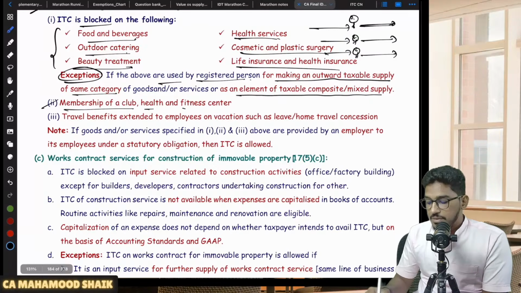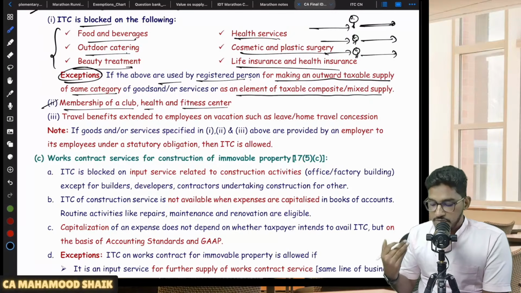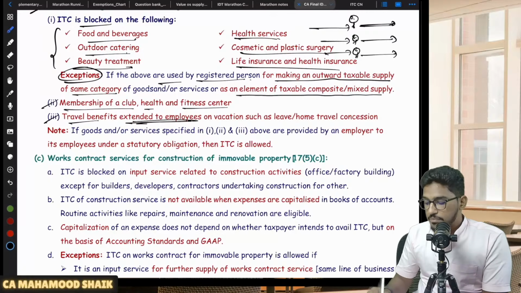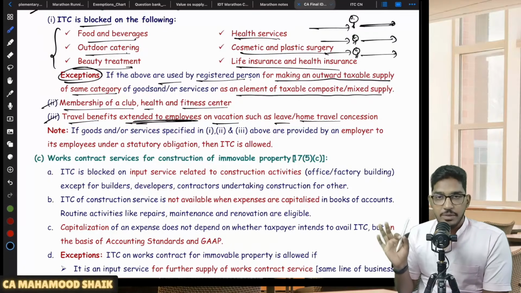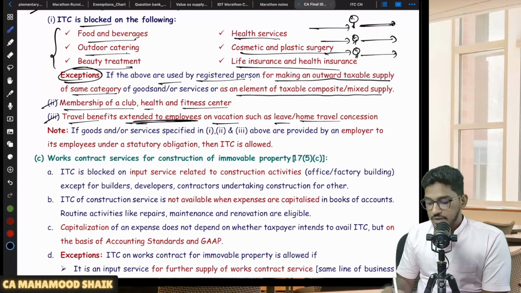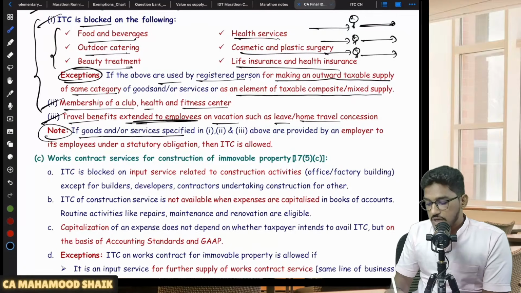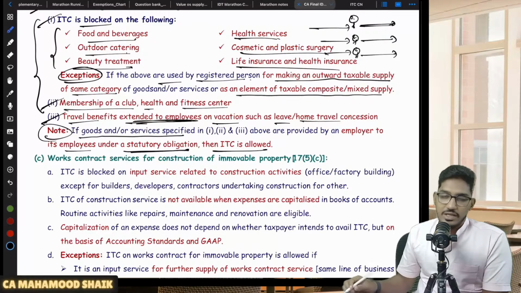Thereafter, membership of a club, health and fitness center. Even for this membership of a club, health and fitness center, you can't avail ITC. Travel benefits extended to employees. If any travel benefits are given to employees on vacation, such as leave or home travel concession, on that leave travel benefit also there is no ITC. However, if these goods or services specified, this 1, 2 and 3, are received by a recipient in order to provide the same to their employees under a statutory obligation, then ITC will be allowed.